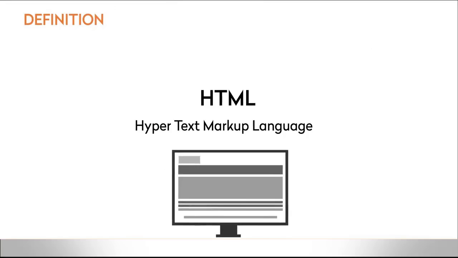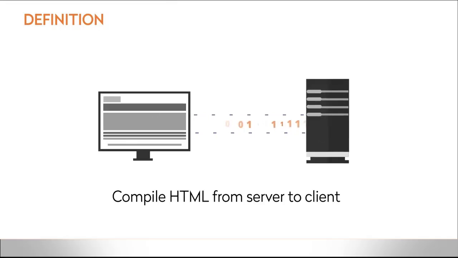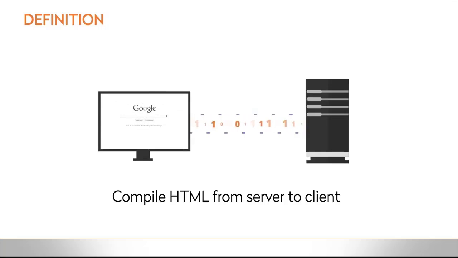It is the default language that a client system understands. In a client-server communication, the server has to return the client a compiled HTML page. Once the client receives the HTML page, it renders the HTML onto the user's browser.